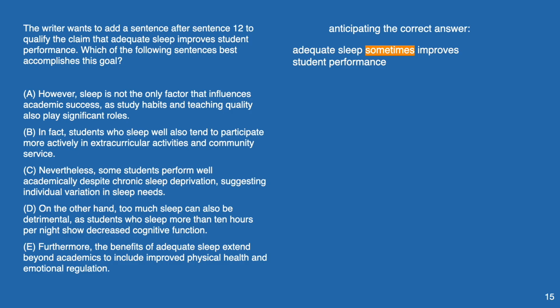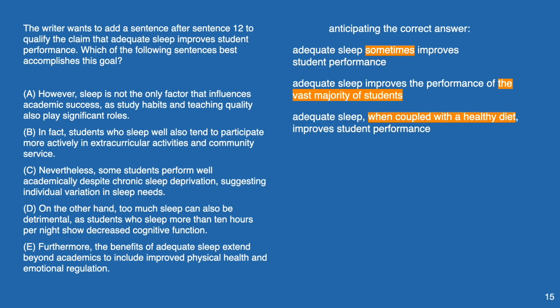One word and the claim is no longer absolute. You can also qualify the scope. For example, adequate sleep improves the performance of the vast majority of students. Now it doesn't apply to every student. If you sleep 9 hours a day but never do your homework, sleep alone won't save your grades. Or you can add a condition. Adequate sleep, when coupled with a healthy diet, improves student performance.